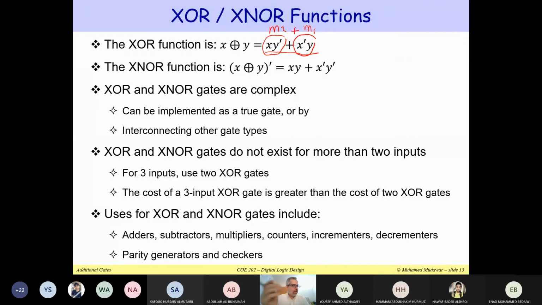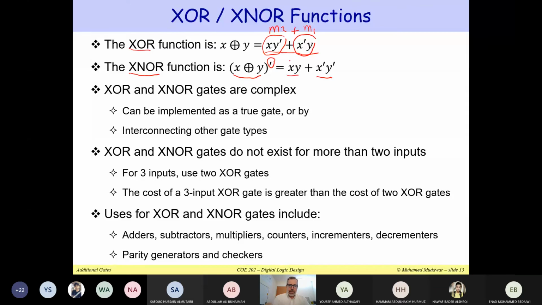You can write them either way because OR is commutative. So you can write it as X prime Y or XY prime. It does not really matter. Okay, so this is for the exclusive OR. For the exclusive NOR, it is just the complement of the exclusive OR. So it is XY or X prime Y prime according to the truth table.